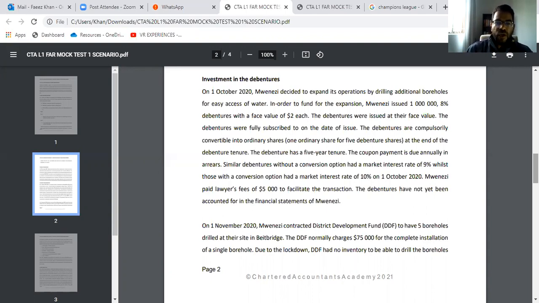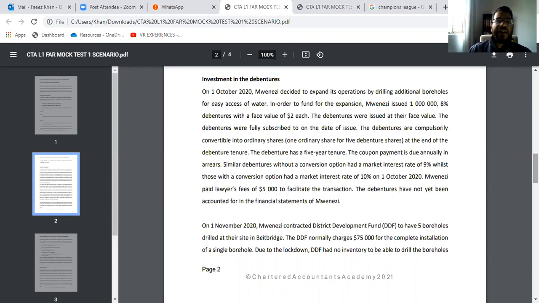Okay. Wanezi paid lawyers' fees of $5,000 to facilitate the transaction. The debentures have not been accounted for in the financial statements of Wanezi. So here we have transaction prices. Okay. So remember, you must always ask yourself when you deal with financial instruments, whose perspective are we looking at it from? So we're looking at it from Wanezi's perspective. So that's important. You must always ask yourself, whose perspective? Is it Wanezi or is it the other party? Is it the counterparty? We're not looking at the counterparty's perspective. We're looking at it from Wanezi's perspective.